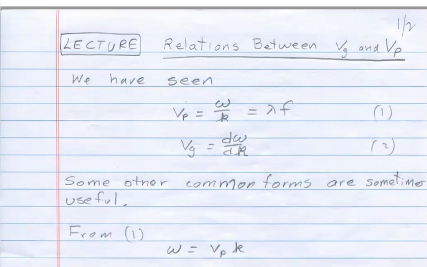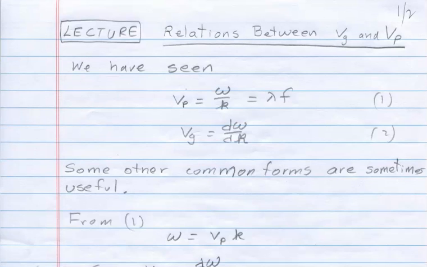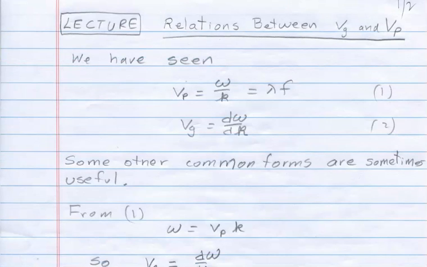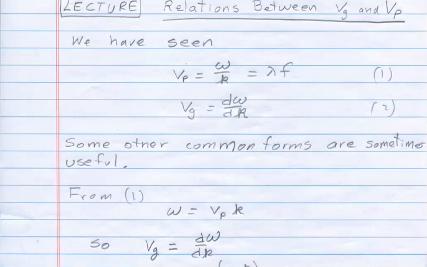As we saw in the previous segment, we have two different velocities in general for superpositions of waves. One is the phase velocity, which is just omega over k, and the other is a group velocity, which is d omega dk. But there are some other common forms that are sometimes useful, primarily experimentally, but I've seen them used in other contexts as well.